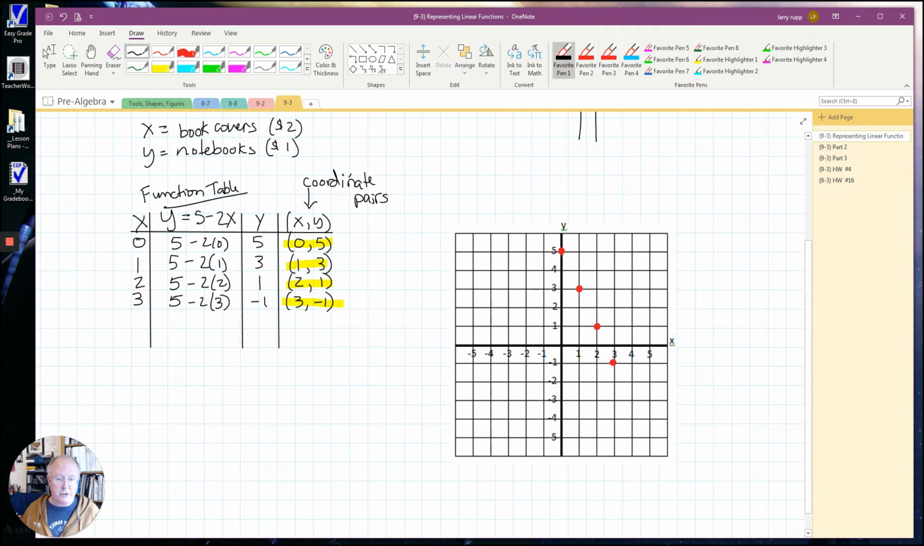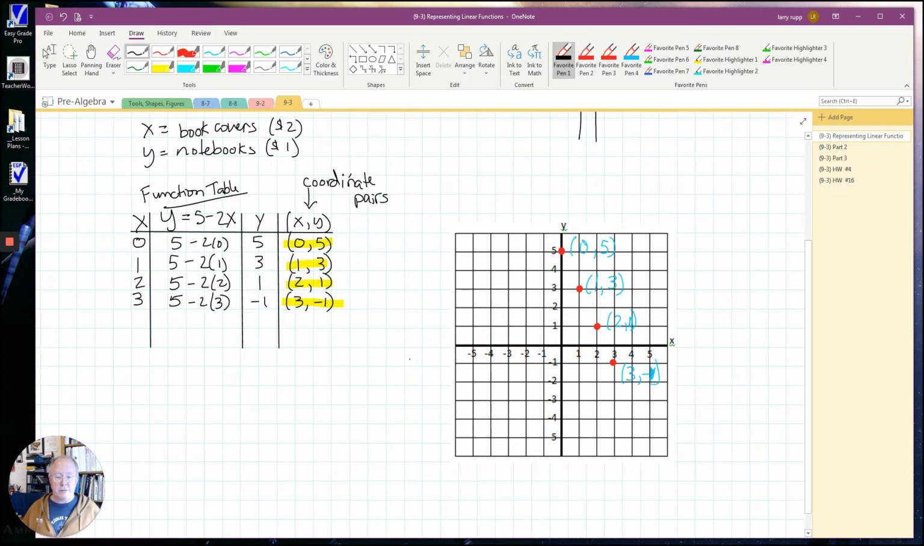Well, this is our first point, (0, 5), right here. And I guess I could write that in there. (0, 5). Here is (1, 3). Here is (2, 1). And then down here we have (3, -1).